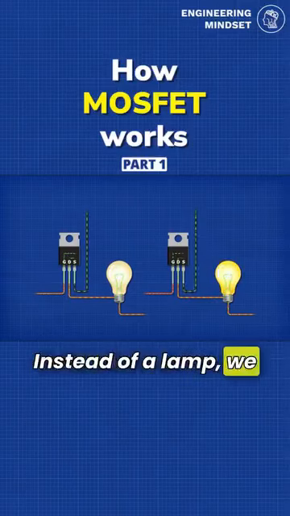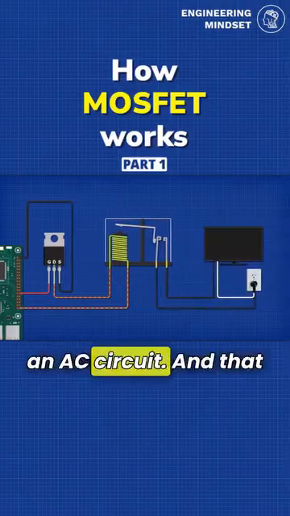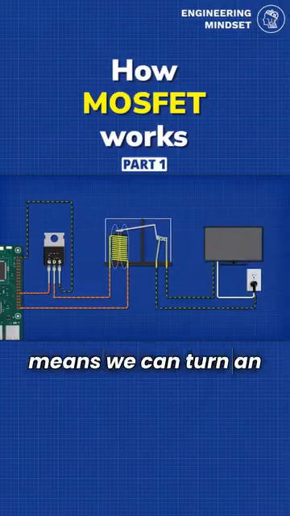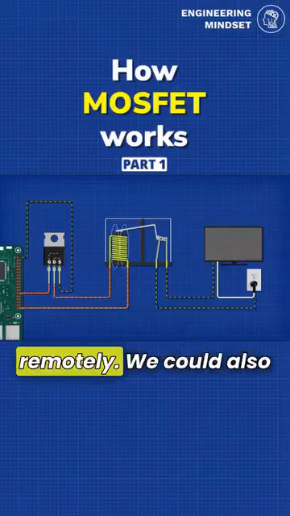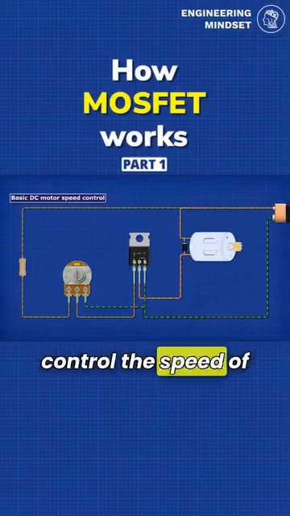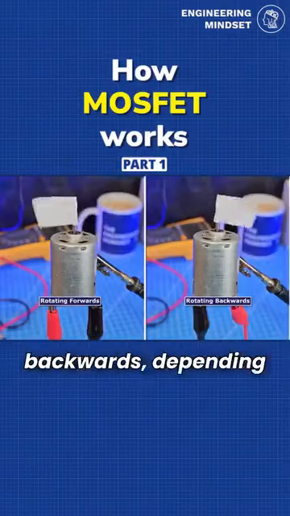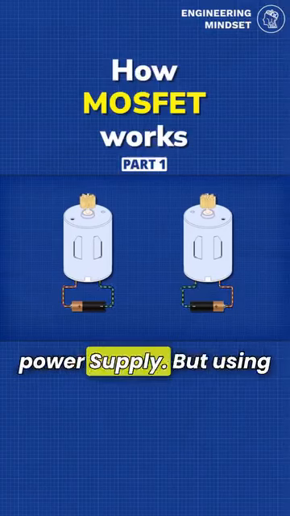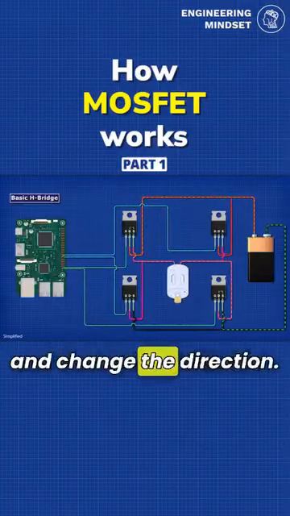Instead of a lamp, we could control a relay, and the relay can control an AC circuit. And that means we can turn an appliance on and off automatically and even remotely. We could also control the speed of a DC motor. The motor can rotate forwards or backwards depending on how we connect the power supply. But using MOSFETs, we can automate and change the direction.